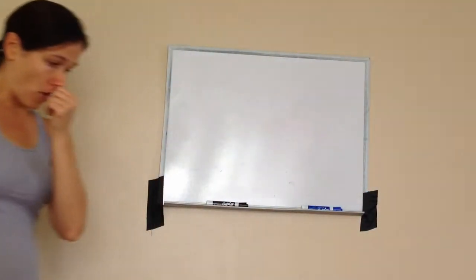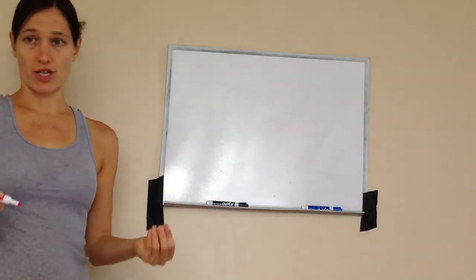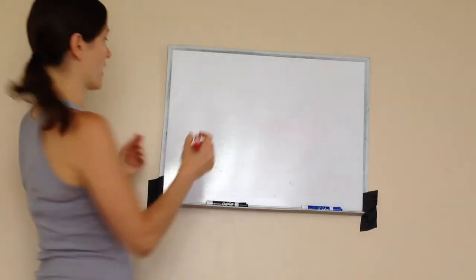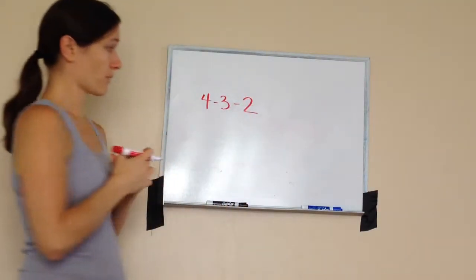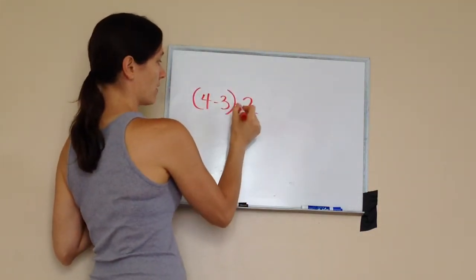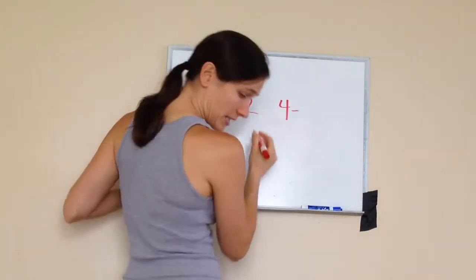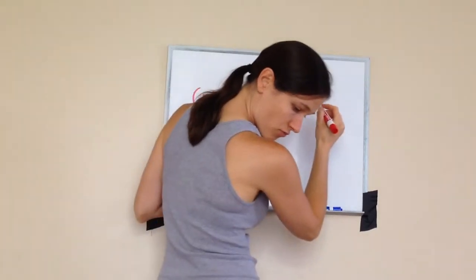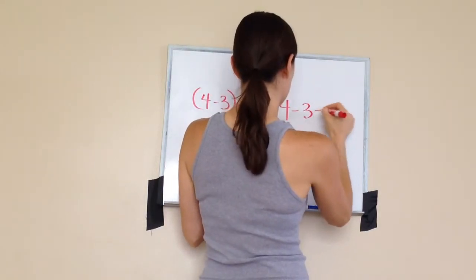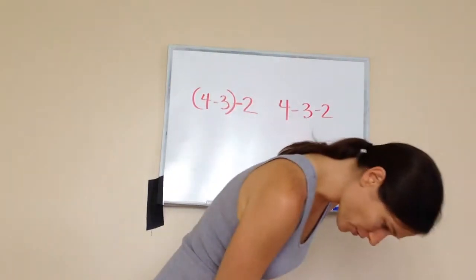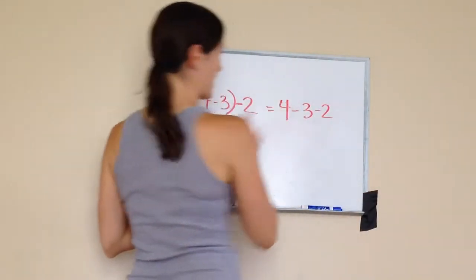Okay. Now, let's ask ourselves this. Will the associative property work with subtraction or division? Okay. So, for example, 4 minus 3 minus 2. And then 4 minus 3 minus 2 again. Okay, let me make sure I wrote that down right. Okay, so let's see if these equal each other.